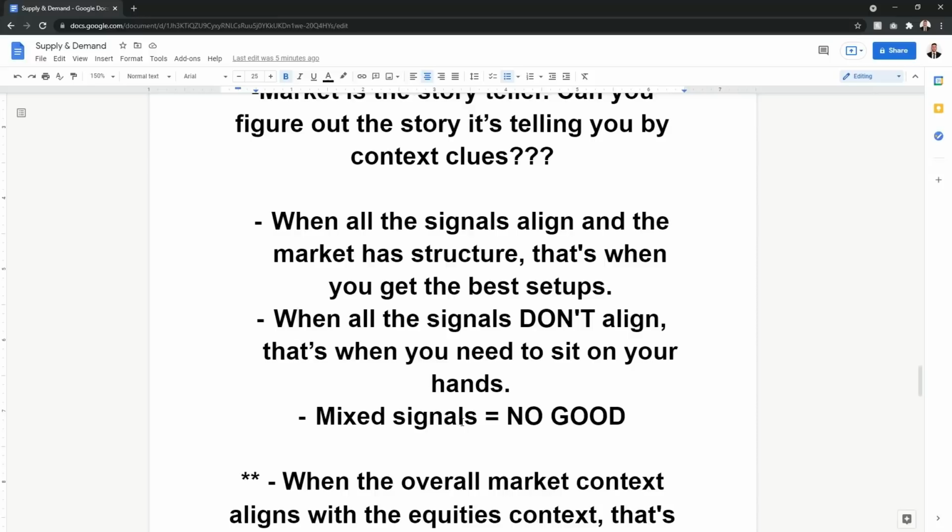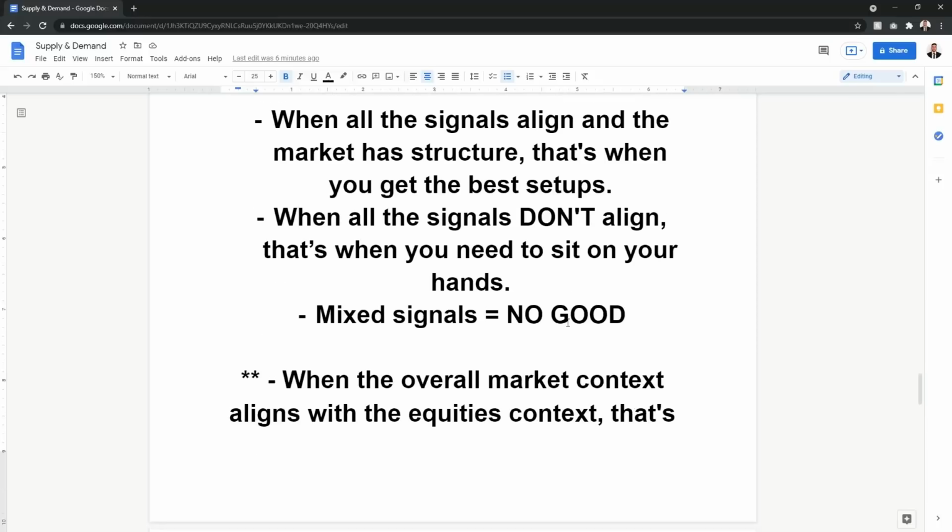Now, if I get mixed signals, I can't really read the market too well. It's no good, and I'd rather sit on the sidelines and wait for a good setup and be correct on my analysis but not take the trade, rather than getting mixed signals, forcing a setup, and taking a loss which was completely avoidable in the first place.